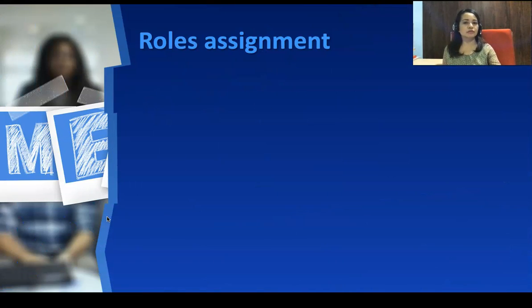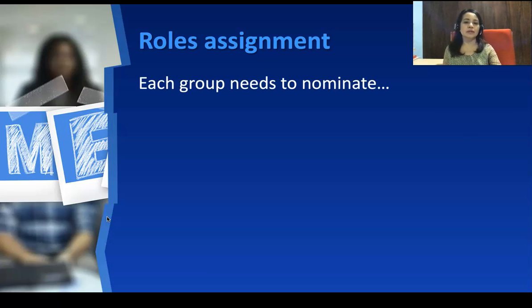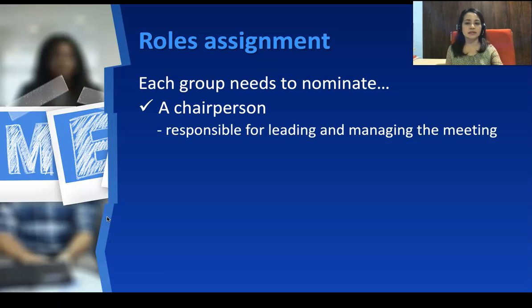Next, in terms of roles assignment, we will begin with talking about what are the roles required in each of the group meeting. Firstly, you will need to have a chairperson who will be in charge of chairing or organizing and moderating the meeting. So this person will be responsible for leading and managing the meeting.